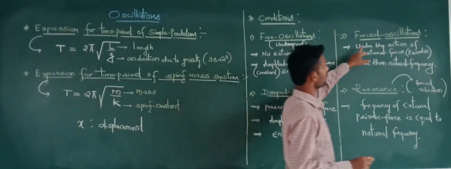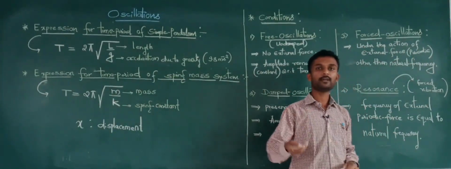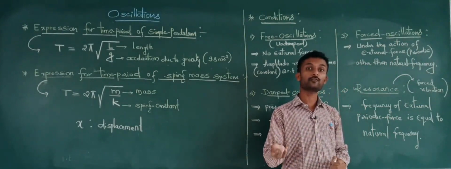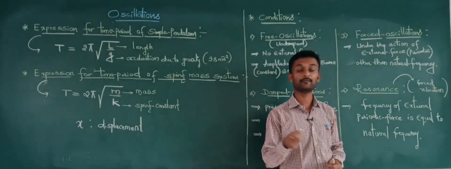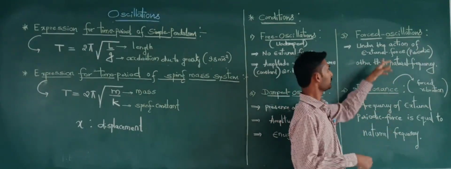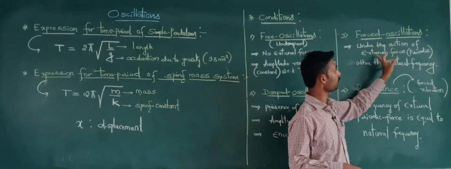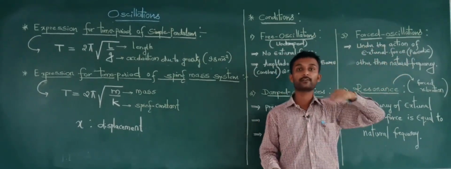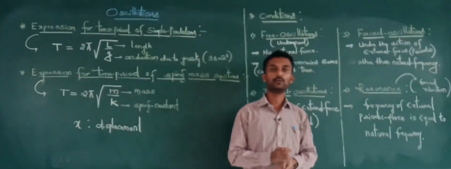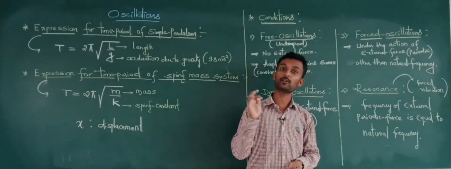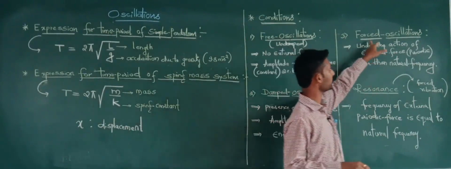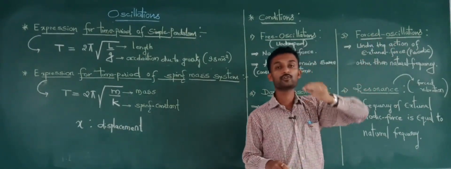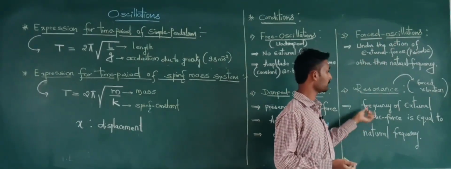Next, what is forced vibration? When we forcibly give an external periodic force, under the action of an external periodic force other than the natural frequency, the oscillations that are produced are called forced oscillations.